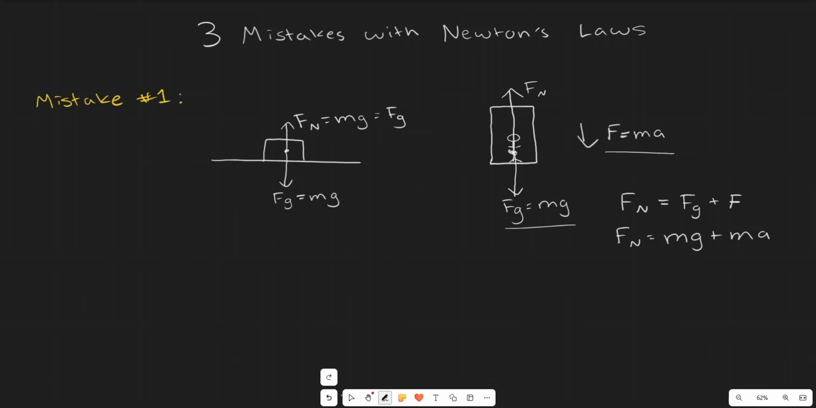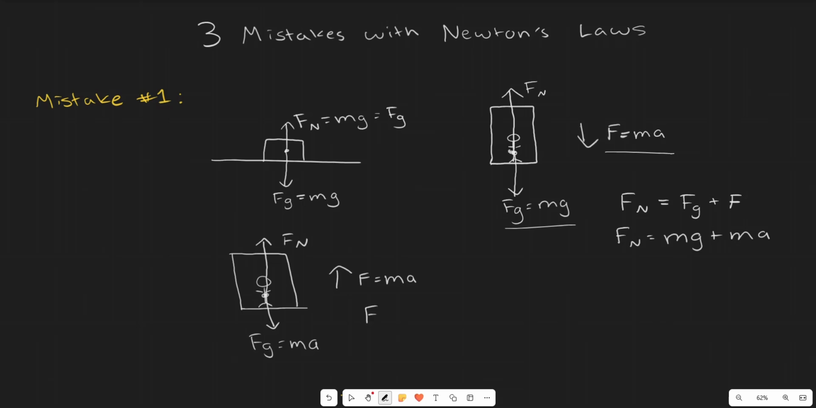Okay, let's see when the elevator is moving upward. Elevator, person, and force of gravity acting downward. Fg is equal to mg, and the normal force pushing upward, and the elevator is now moving upward. F equals ma. So what is the new normal force?